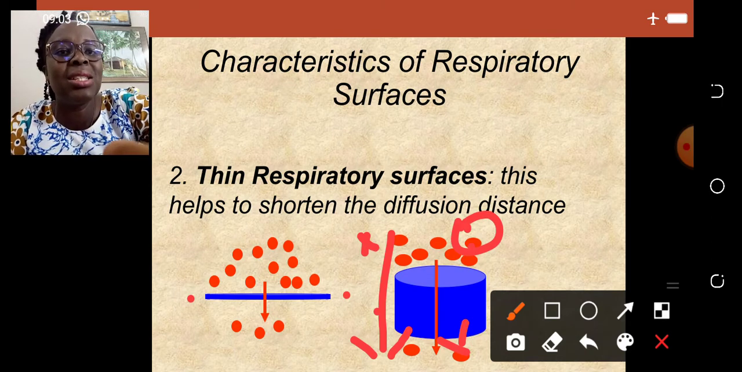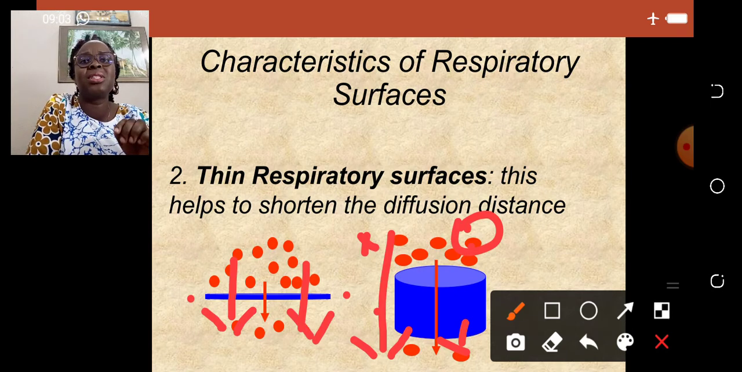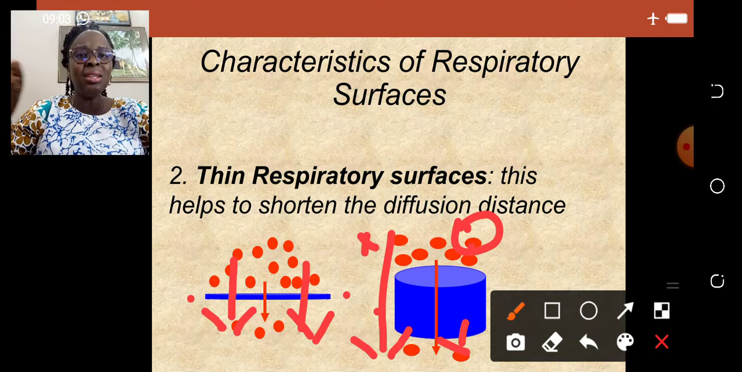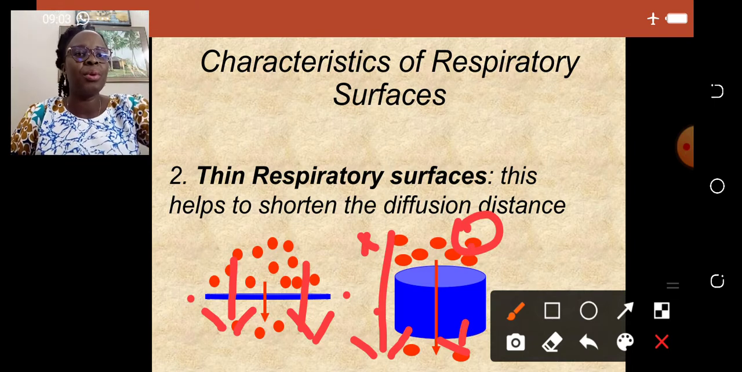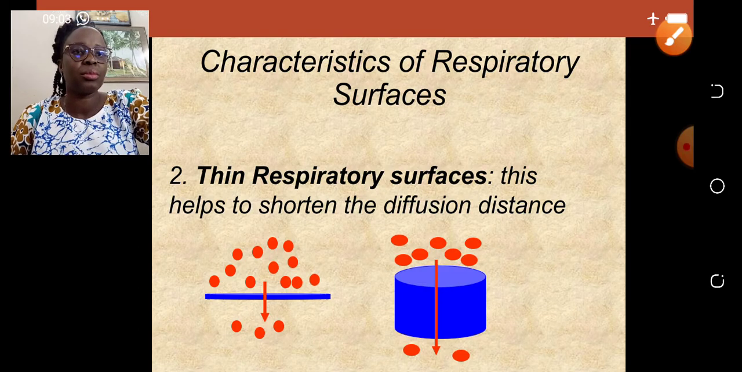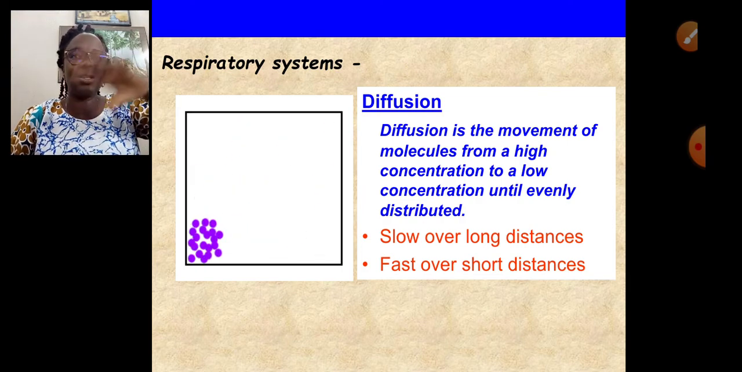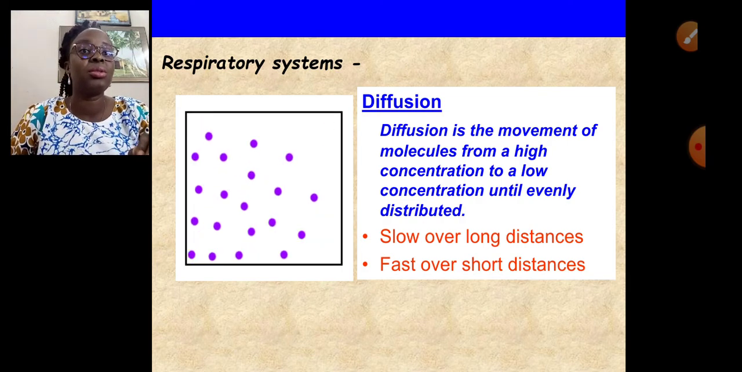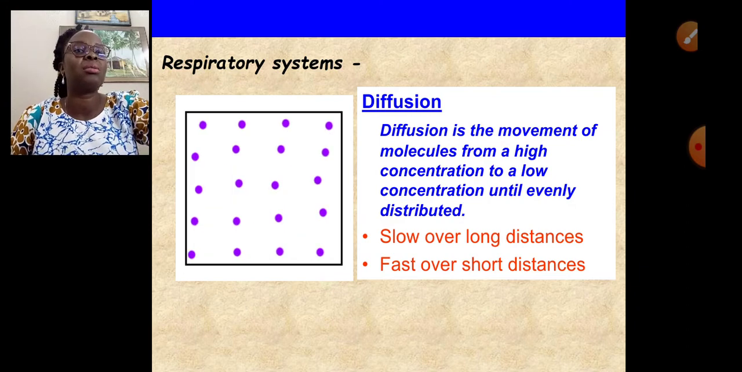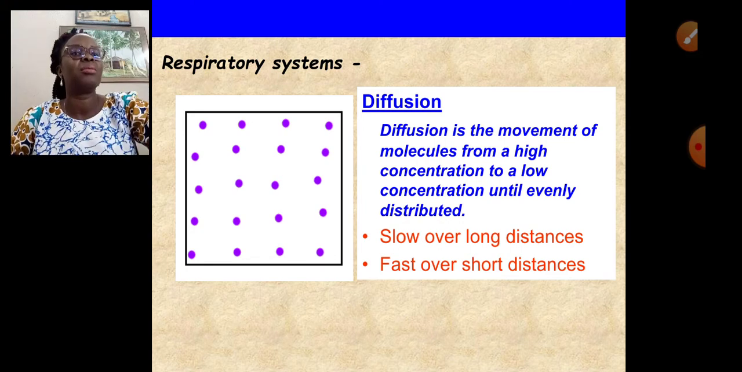But look at this, which has a very thin surface. The distance to cross is very minimal. So all respiratory surfaces must have a thin surface layer to help hasten diffusion. Diffusion is another topic that we're going to treat on its own: movement of molecules from higher concentration to lower concentration. So when it's thinner, there's faster movement.